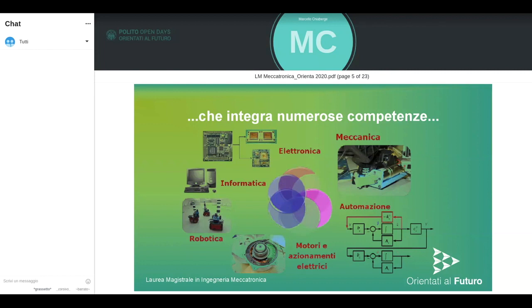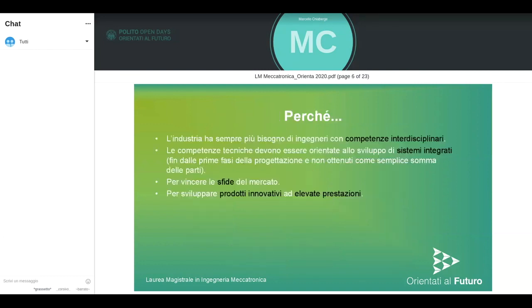So the different areas where mechatronics can be applied and where a mechatronics engineer can easily find a job are really, really a lot. Why are we proposing this kind of profile? The idea is that the focus is to be expert in interdisciplinary links.